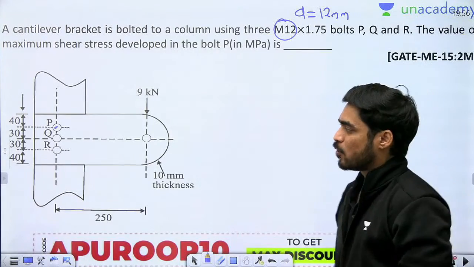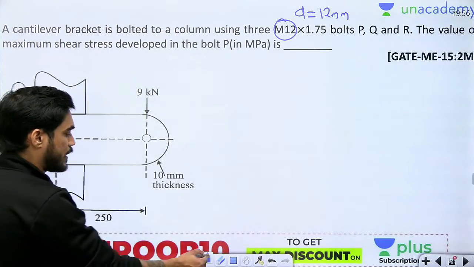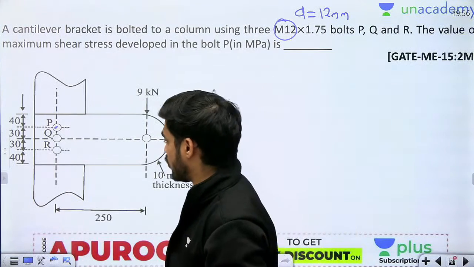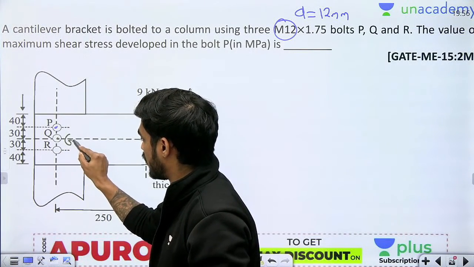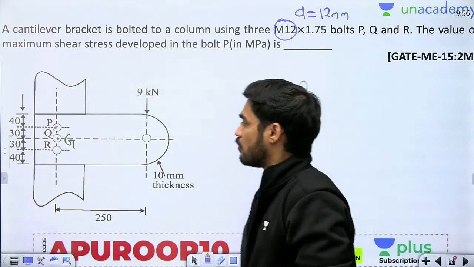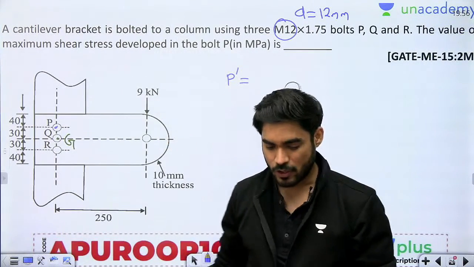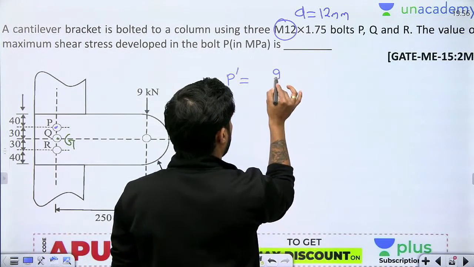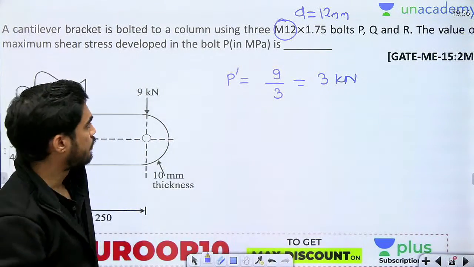Now beta, there are three bolts P, Q and R equally spaced. So where will the centroid be? If all three are equally spaced, the centroid will be at the center of Q. So what will be the primary force here? Primary force will be force upon number of rivets. Force is 9 kilonewton divided by number of rivets 3. So primary force is 3 kilonewton.